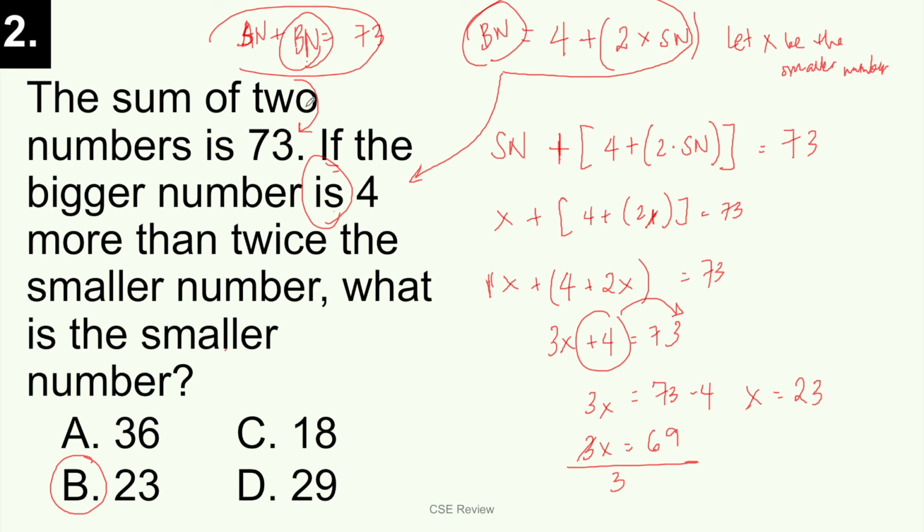So, if you want to check, you can substitute, right? If your smaller number is 23, plus, your bigger number will be 4 plus twice it. So, 2 times 23 is 46, plus 4 is 50. Is it equal to 73? Yes. So, the answer is correct. The smaller number is 23, and the bigger number, if that is what is asked, would be 50.